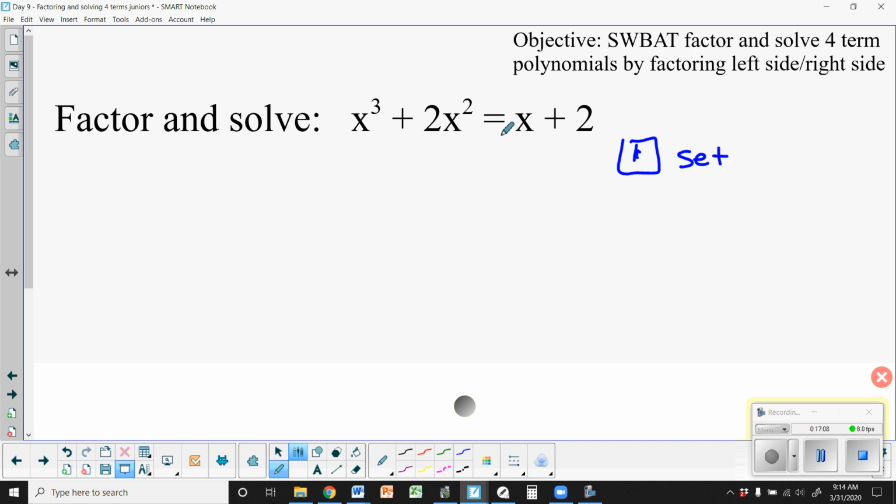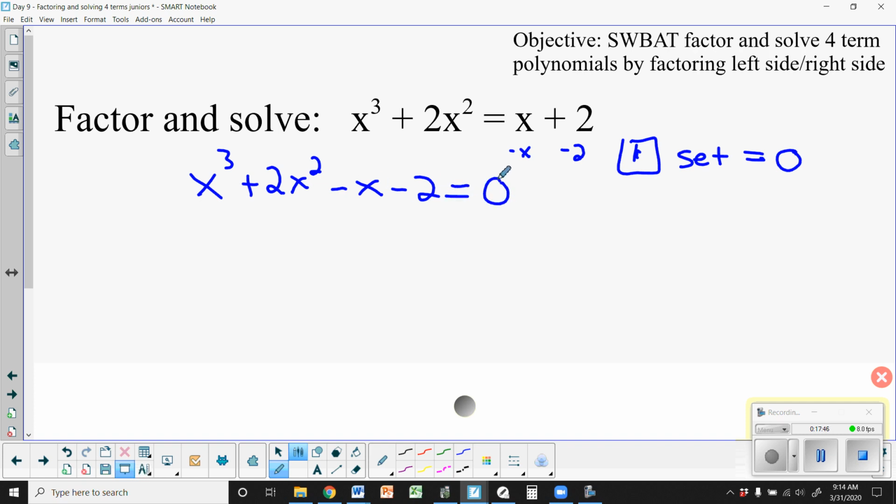Because notice that there's an equal sign here, so I know I have to solve it, but I need to set this whole thing equal to 0. So let's keep everything in order, largest degree, second largest. So let's write those ones, x cubed plus 2x squared. And then now we have an x here, so we have to subtract x from both sides, and subtract 2 from both sides. Notice that it's x cubed, x squared, x, constant term, and then equals 0. So we set it equal to 0.